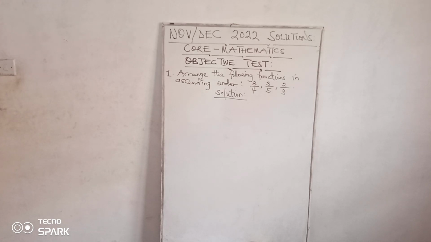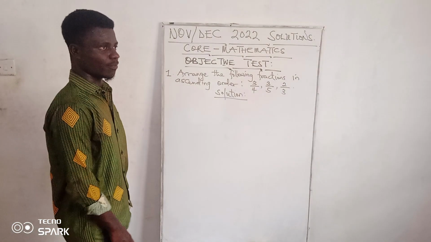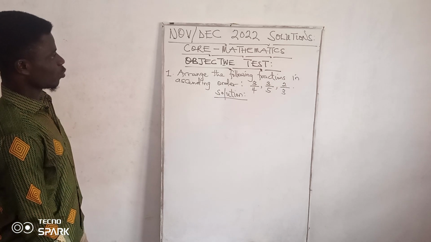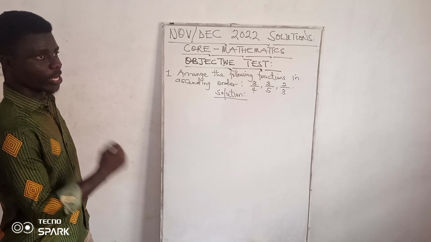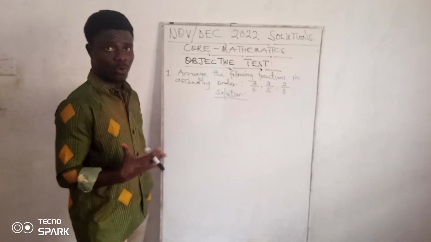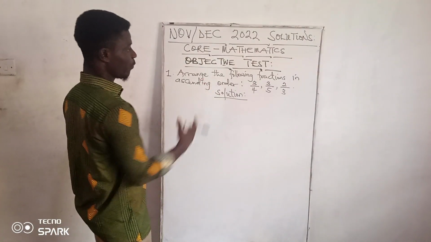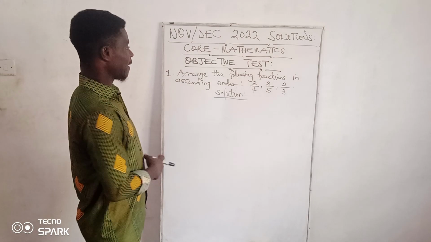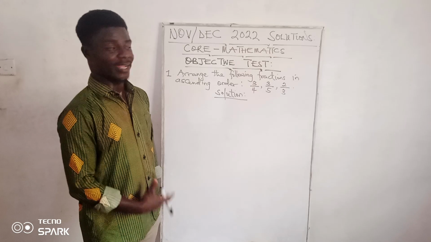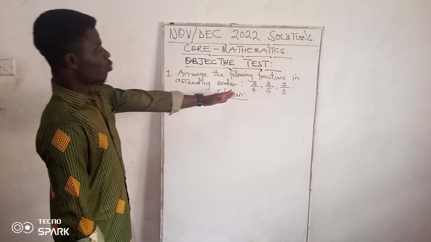So objective test, you can locate this question under real number system. That's Form 1, S.H.S 1. So S.H.S 1, you do a topic called real number system. So arrange the following fractions in ascending order. Ascending order means from the lowest to the highest. So we have 3/4, 3/5, 2/3, right? A similar question appeared in the BECE this year, Basic Education Certificate Examination.